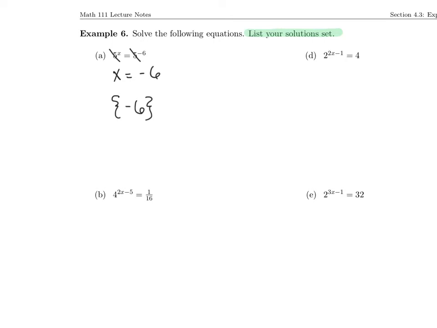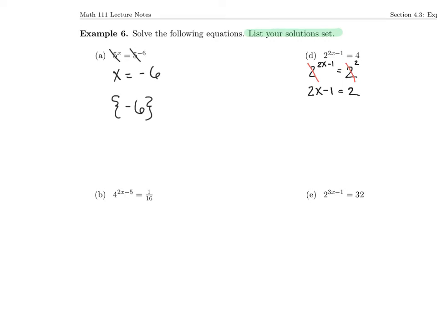So the next one I'm going to do is problem D. So we have 2 to the 2x minus 1 is equal to 4. Now I look at this and I go, okay, 2 and 4, those are not the same number. How can I turn this 4 into a base of 2? So I'm going to say this is 2 to the 2x minus 1 is equal to 2, and then I ask myself, to the what? This is going to be 2 to the power of 2. And now that I have the same base, I can cancel those out and set my exponents equal to each other. Or 2x minus 1 is equal to 2.